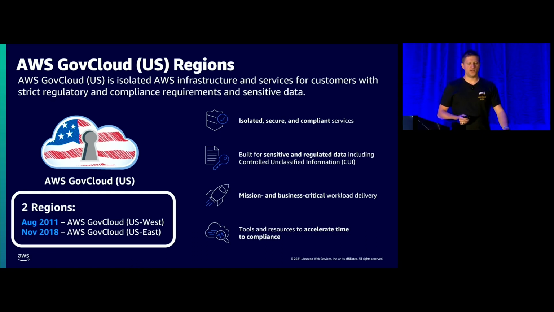AWS GovCloud US offers customers secure, compliant infrastructure as a service and services purpose-built for sensitive data and regulated workloads that power their mission and business-critical capabilities. We also give them the tools and resources to accelerate their time to compliance. Our goal is to enable our customers with the highest bar in terms of regulations and compliance while using AWS and AWS GovCloud.